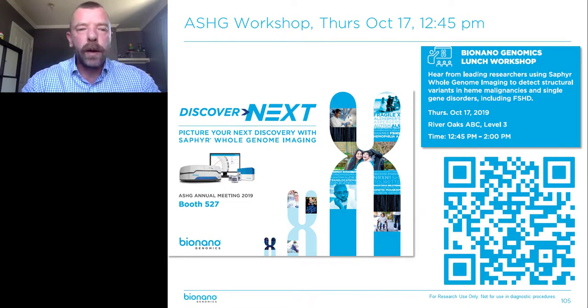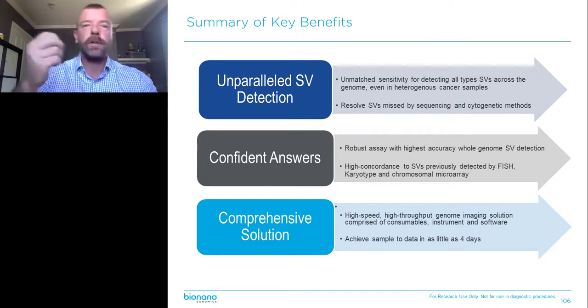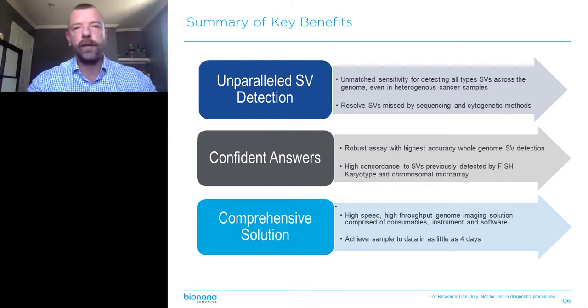So to summarize, our technology allows for unparalleled SV detection. We can find structural variants that are missed with other technologies all throughout the genome, even in heterogeneous cancer samples. Our answers are confident. We have extremely low false positive rates, and there's a high correlation with standard clinical methods. And we have a comprehensive solution where you can go from your blood sample to data to annotated structural variant calls in just 4 days or so.